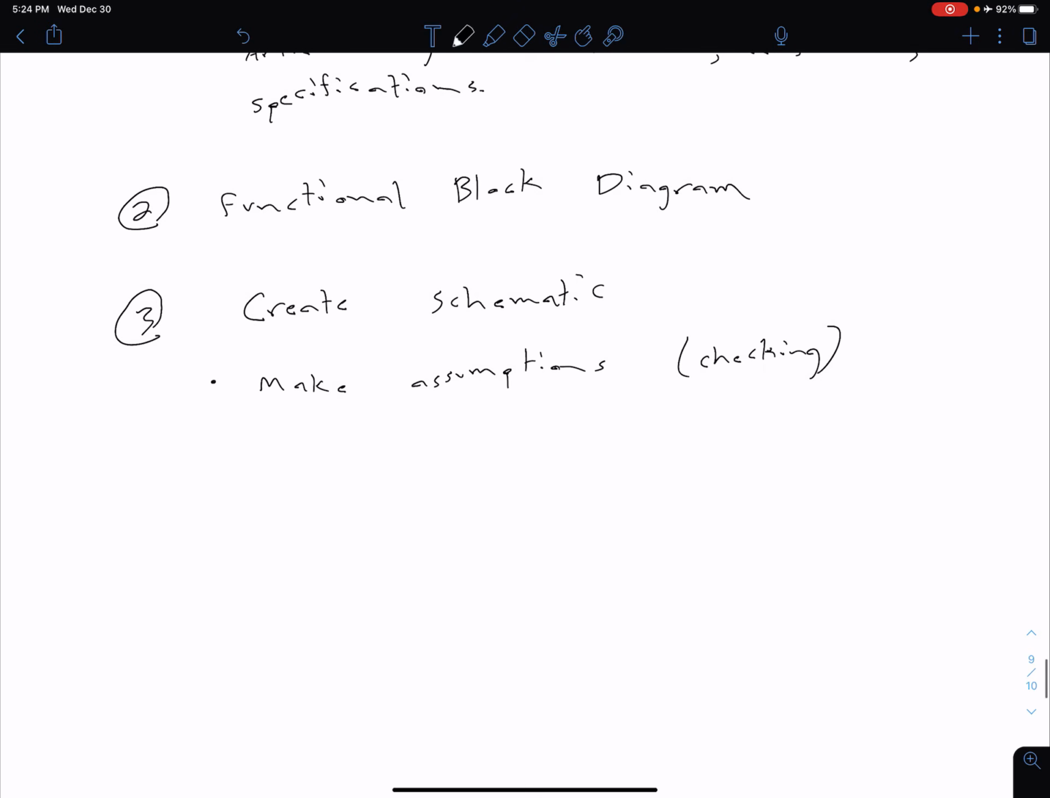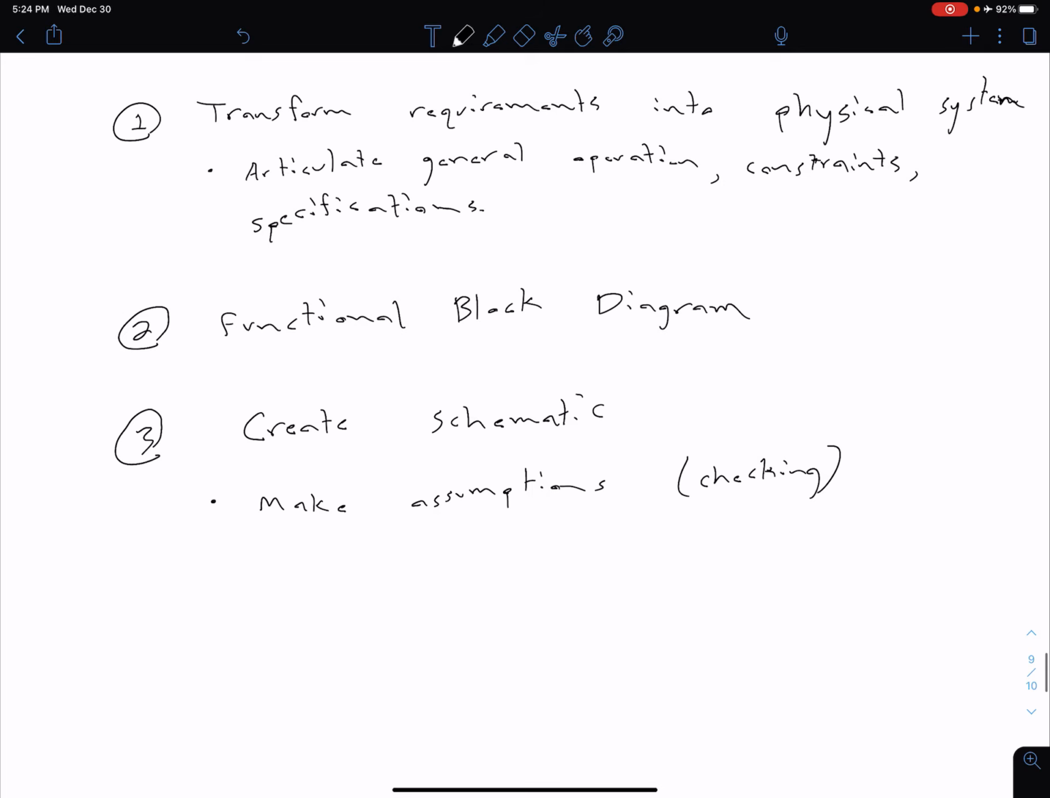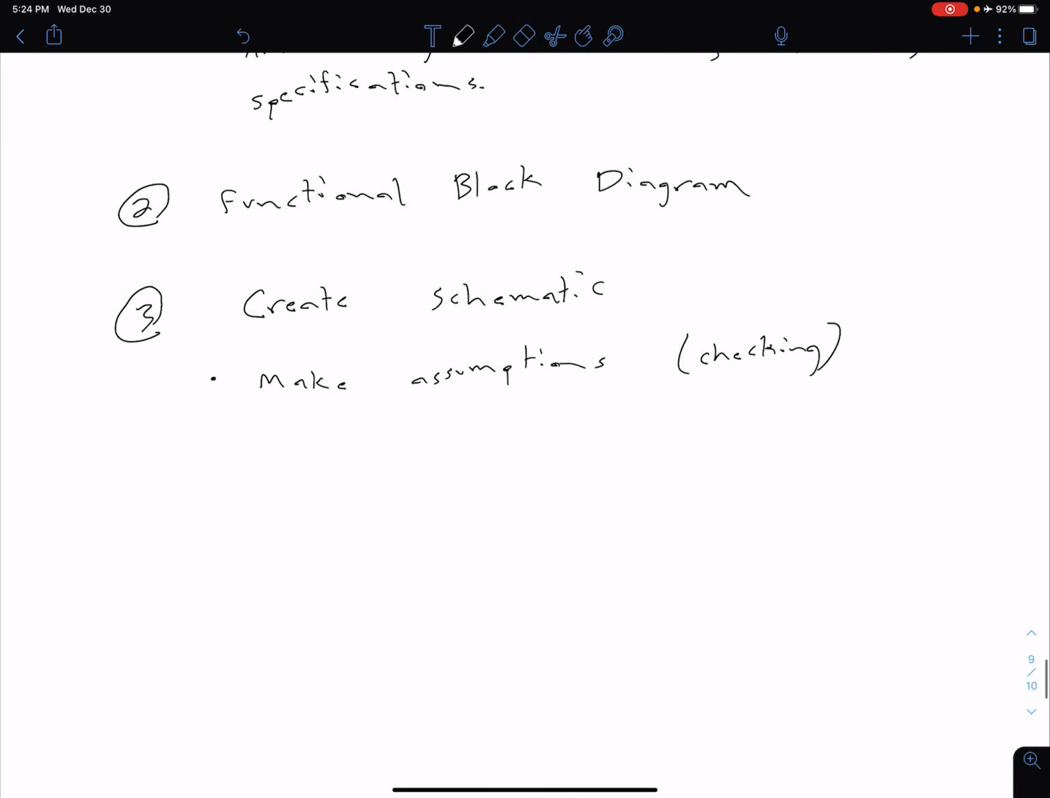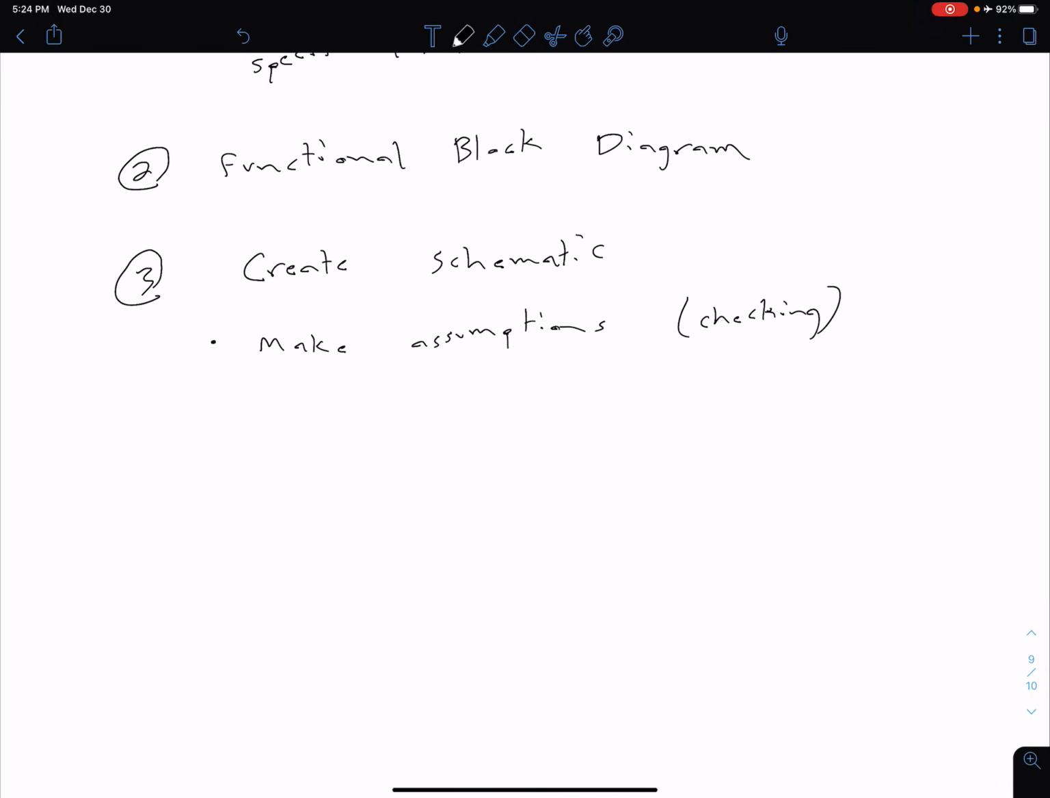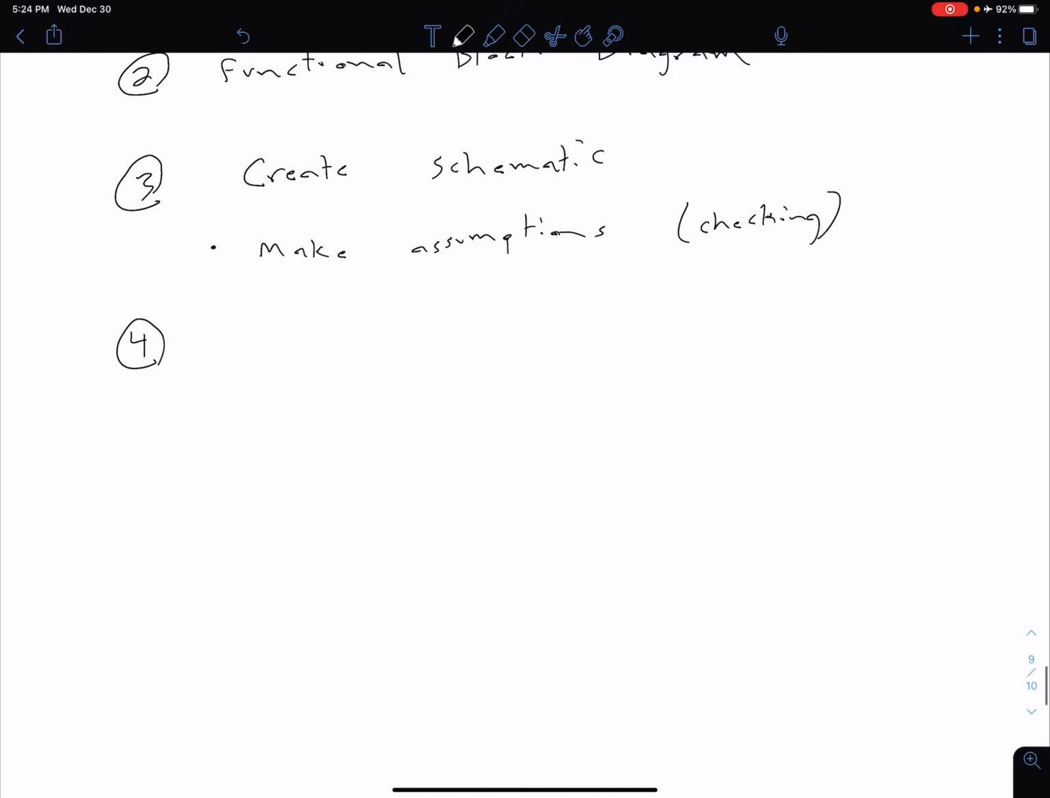We're not going to focus on the schematics too much. We're going to focus more on block diagrams and a couple other types of representations that we'll get to later on. Our fourth step is going to be to develop a mathematical model. This is going to be an important one for us, and this is what we're going to look at in our next unit.